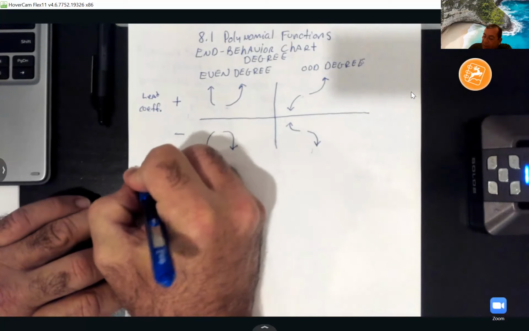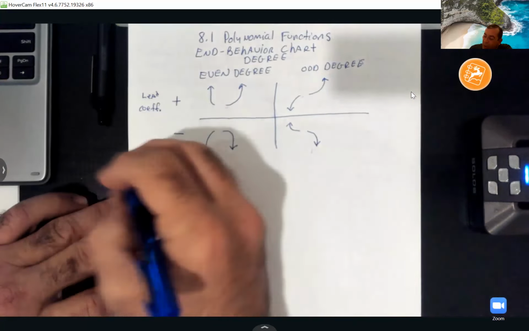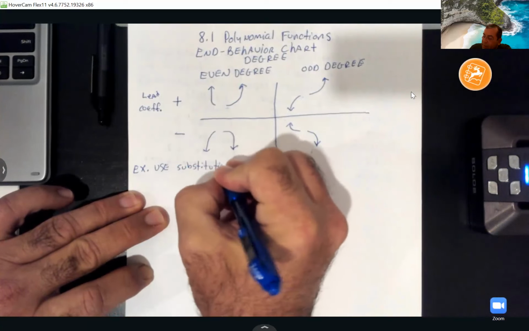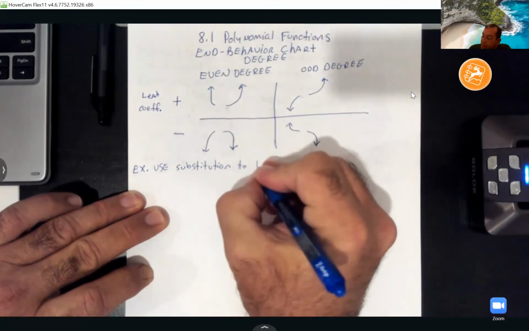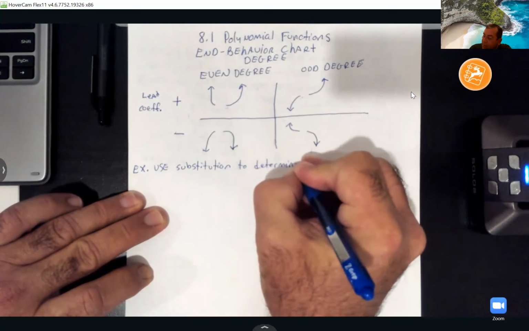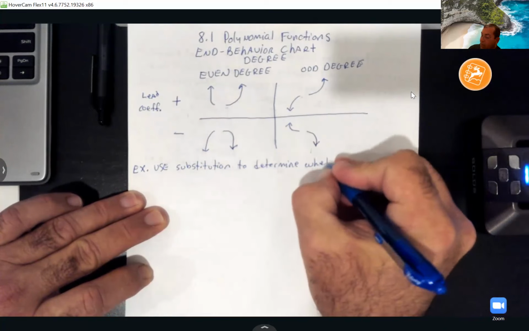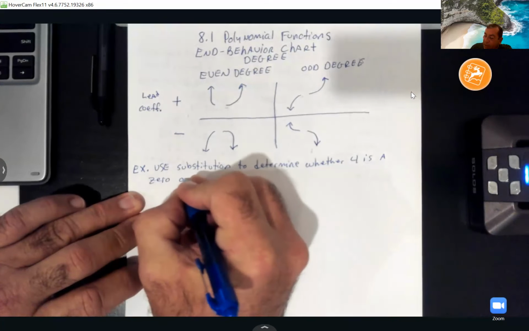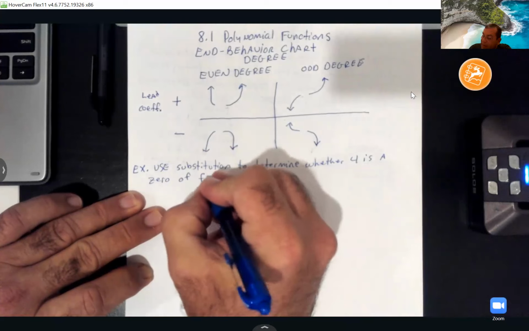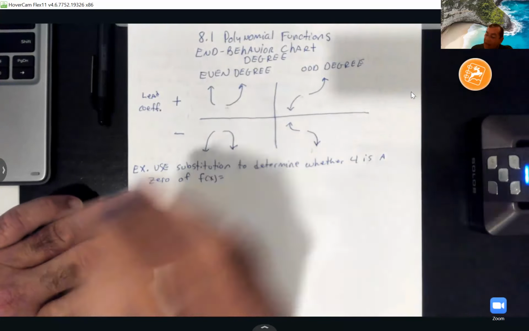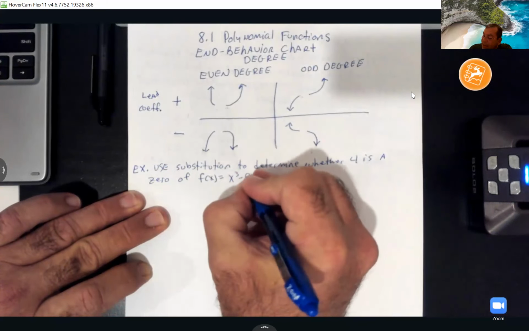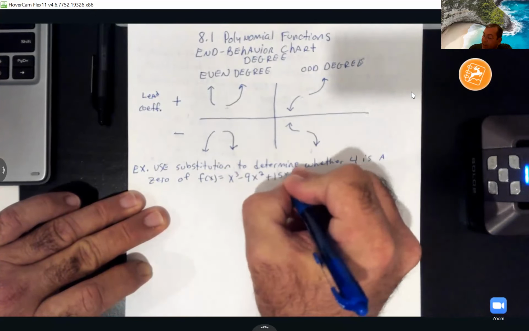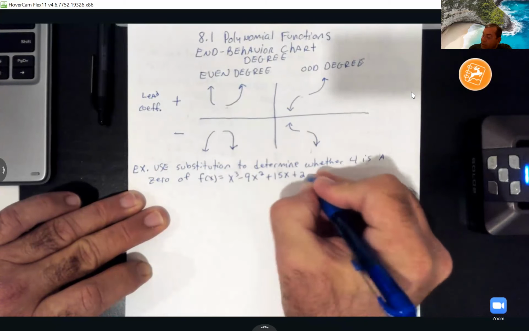Then we get into zeros. So they want us to use substitution to determine whether 4 is a zero of f of x equals x to the 3rd minus 9x squared plus 15x plus 20.